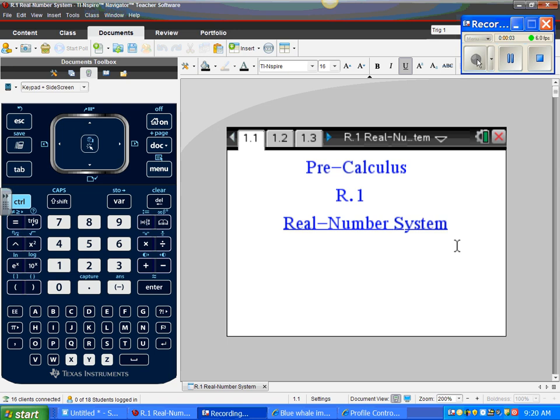Okay, so what we're going to be talking about today is the real number system. Now this should be review. You guys have been talking about the real number system since junior high, so this should move very quickly.